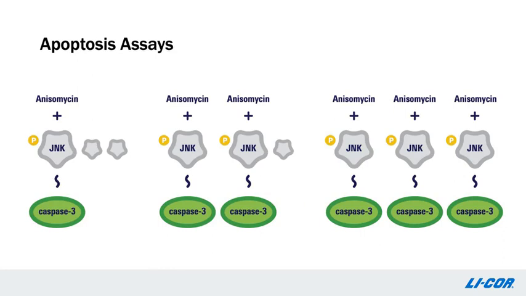Understanding the processes that lead to programmed cell death, known as apoptosis, is of utmost importance in the study of many diseases, including autoimmune diseases, neurological diseases, and cancer. Caspase-3 protein has been implicated as an effector caspase associated with the initiation of apoptosis. The diagram shows how treatment with anisomycin, a protein synthesis inhibitor, leads to an increase in apoptosis, indicated by increased expression of caspase-3.